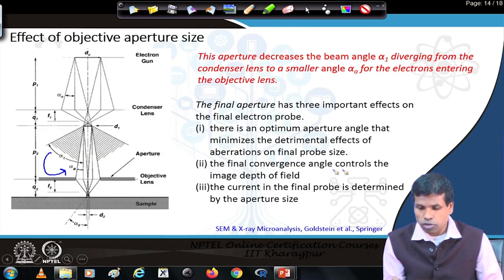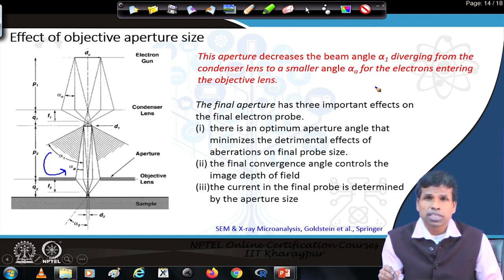The finer convergence angle controls the image depth of field. So, by decreasing the angle of aperture, you can have a larger depth of field. At the same time, if you take alpha to a small value, then you cannot have a very fine probe. The probe size will become larger if you have a smaller alpha. So, there is a consequence for having different objective aperture sizes.